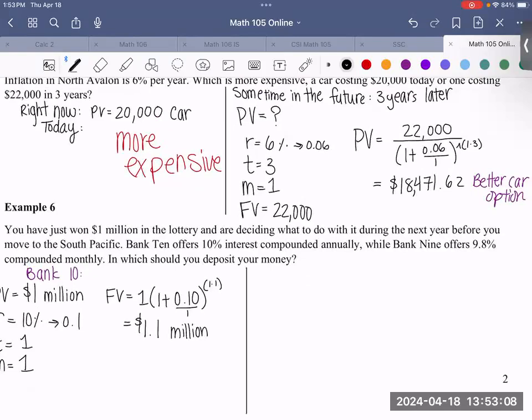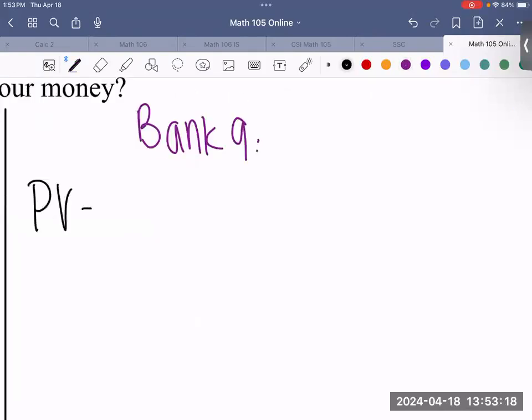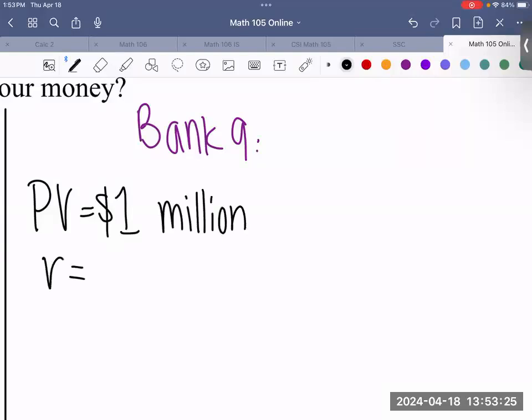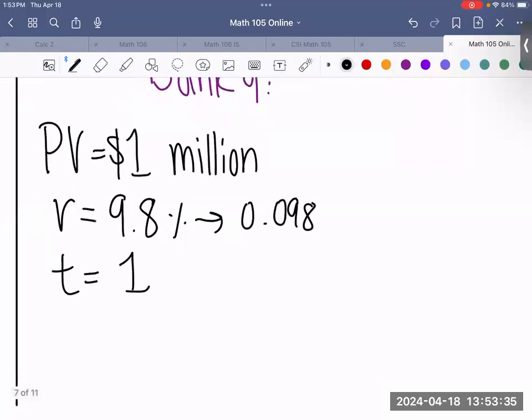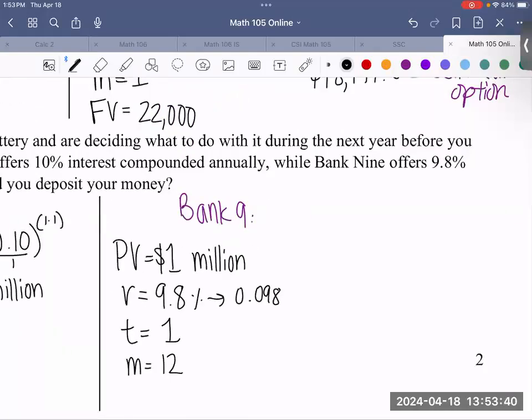So that's Bank 10. This time we're working with Bank 9. So same type of context. Your present value is still in millions. Your rate is a little different. We're working with 9.8% or 0.098. Your T is still over that next year. However, this time we're compounding monthly. So a slight change.